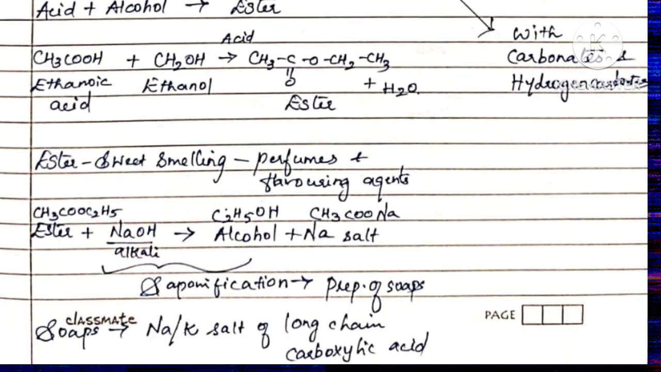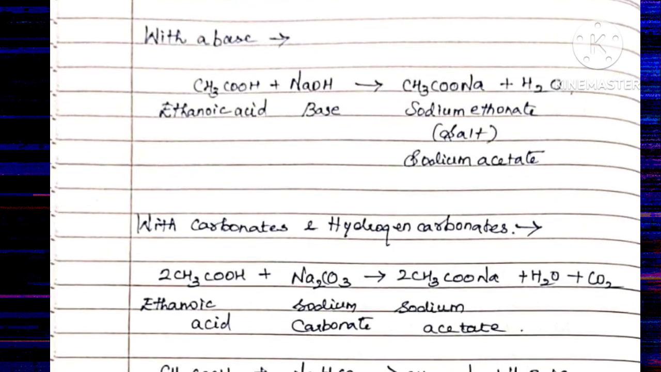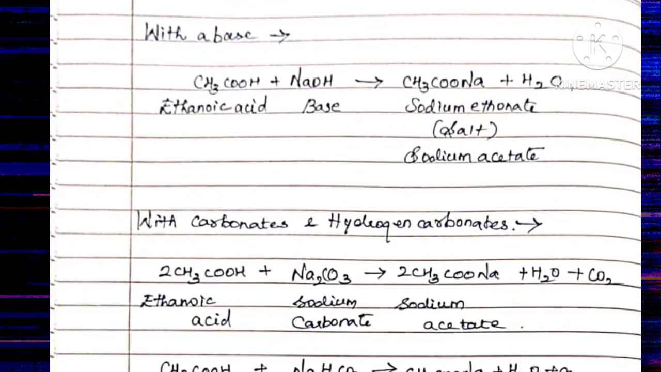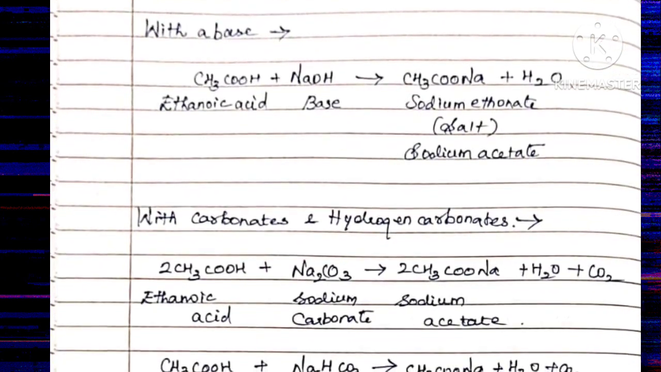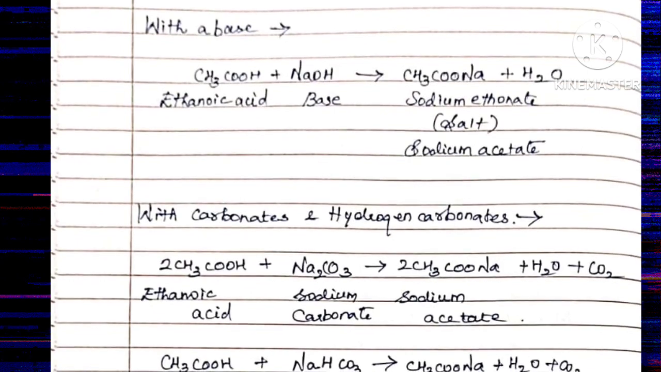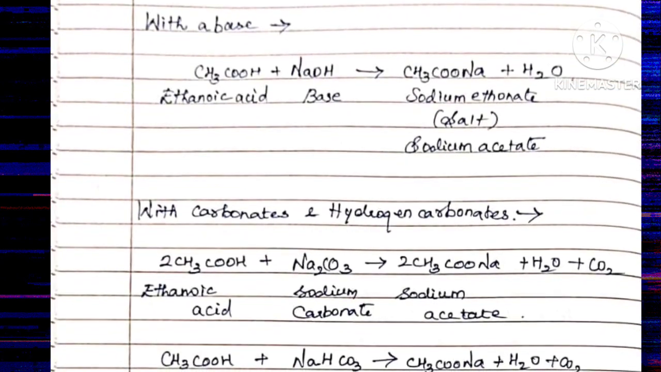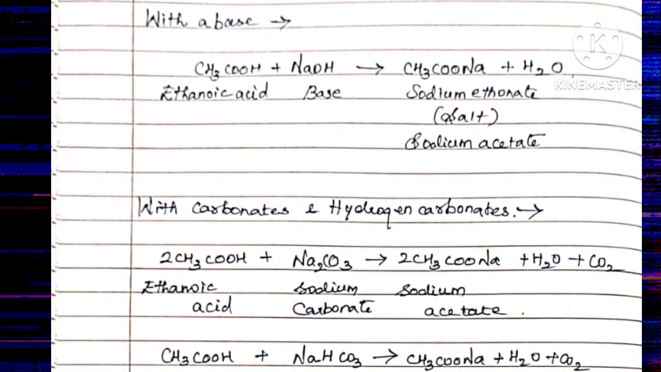In this, we are going to see one more reaction, that is saponification. It is nothing but ester reacting with sodium hydroxide to give alcohol and sodium salt. This is called saponification. It is nothing but the preparation of soap. Now coming to the reaction with base and with carbonates and hydrogen carbonates, ethanoic acid reacts with sodium hydroxide to give sodium ethanoate or sodium acetate, which is called a salt.